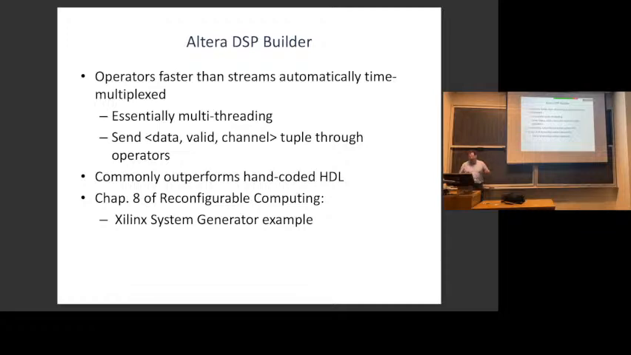So throughout the data path, all these IP blocks send the data, which might be 16 or 32 or 128 bits wide, a valid bit, which is what makes them latency tolerant, they can tell when their inputs are valid and not valid, and a channel identifier. Setting a channel identifier means they can multiplex multiple channels together if they've got a really fast IP block. And this commonly actually outperforms hand-coded HDL, which is not the usual case for high-level synthesis.